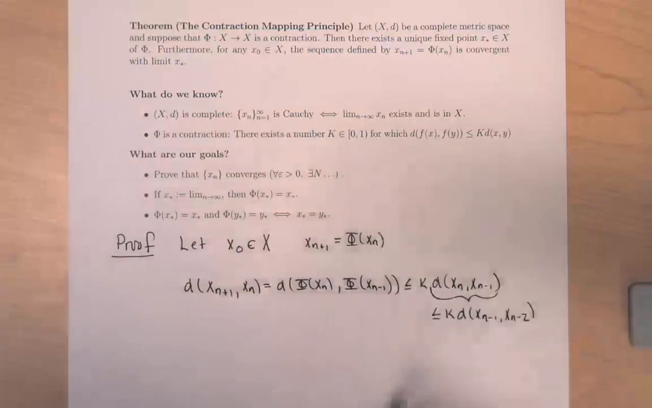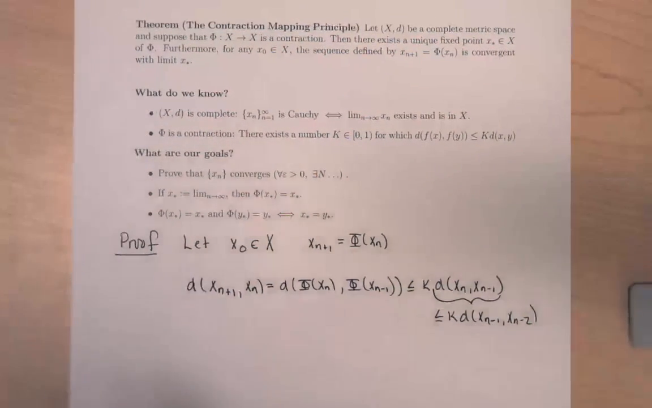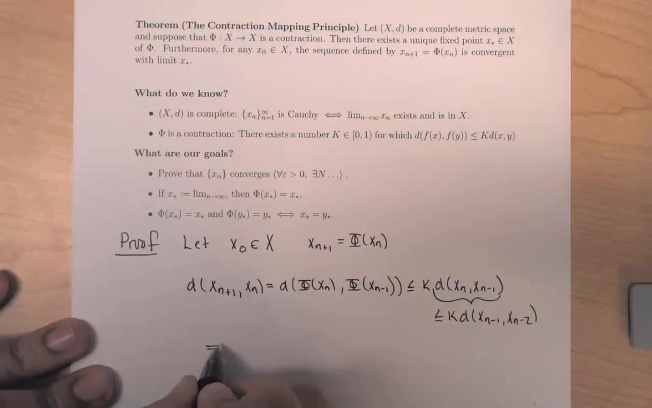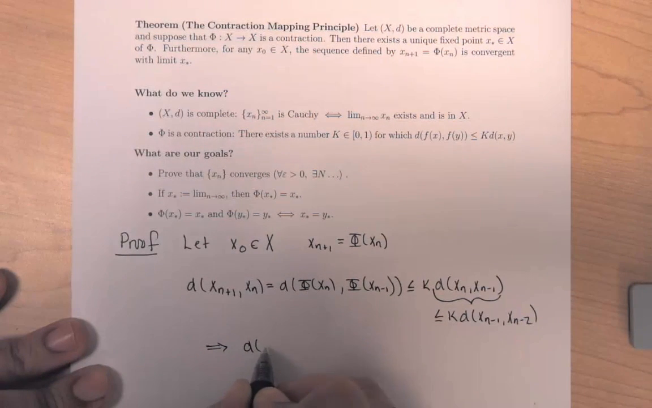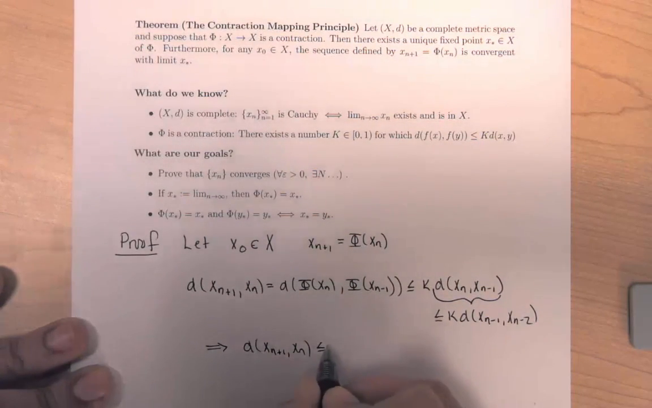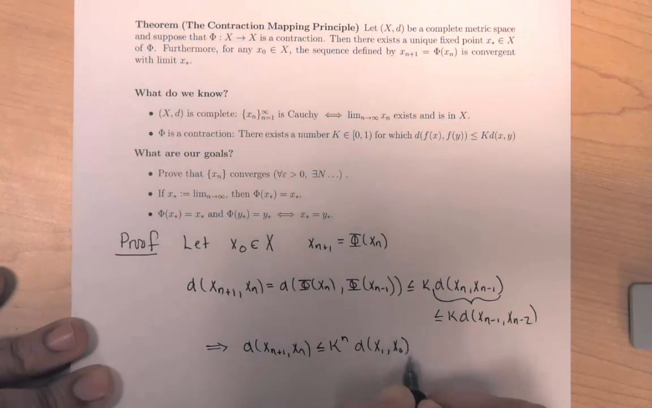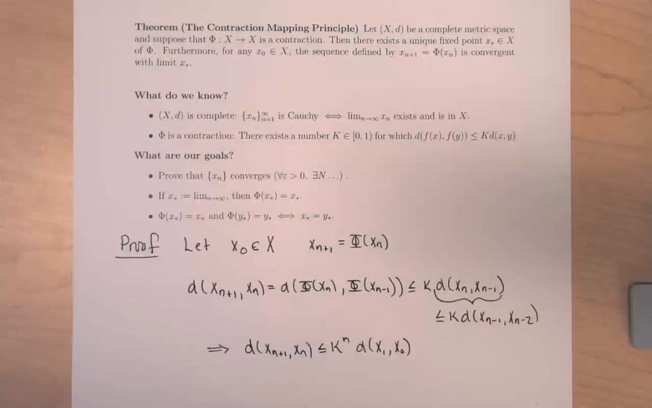And this distance is less than or equal to k times the distance between x_{n-2} and x_{n-3}. In fact, we can keep on going, and what we would get is the fact that the distance between x_{n+1} and x_n is less than or equal to k to the nth power times the distance between x_1 and x_0. So hopefully you can see a few moves ahead.